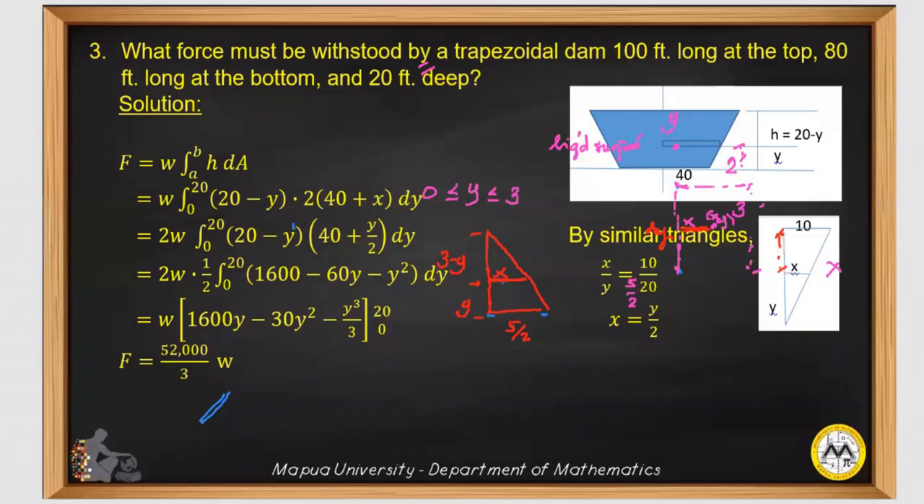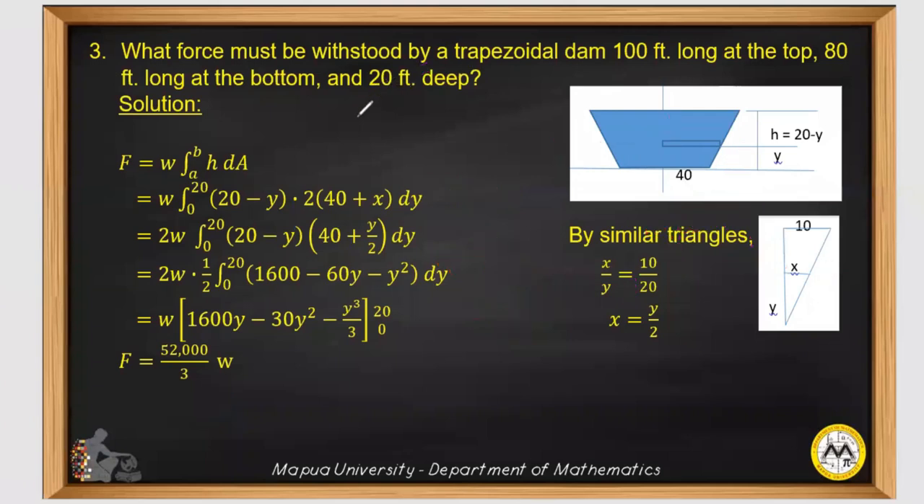And this actually involved a trapezoid. In the first example, we have a rectangular plate. In the second example, we have a triangular plate. This time we have a trapezoid. So what force must be withstood by a trapezoidal dam 100 feet long at the top and 80 feet long at the bottom and 20 feet deep?